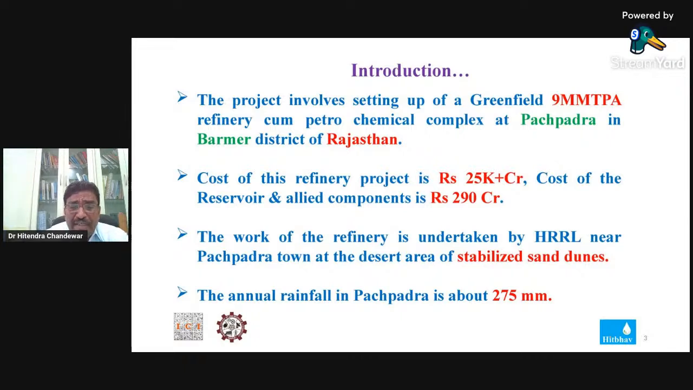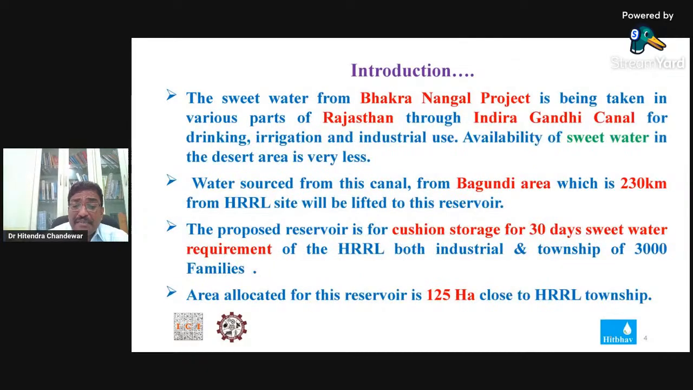So the area is basically a desert, mostly sand dunes type. Annual rainfall in Pachpadra is very less, which is about 275 mm. So they observe only scanty rains.